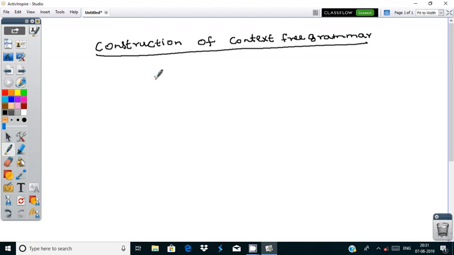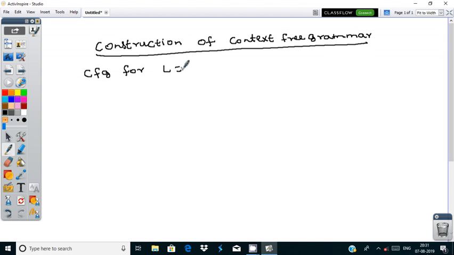And in today's video lecture, we will be discussing the construction of context-free grammar for a specific string pattern. There's no need to discuss much about the definition of context-free grammar. I will directly step inside the problem.